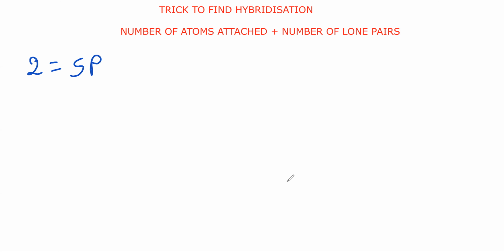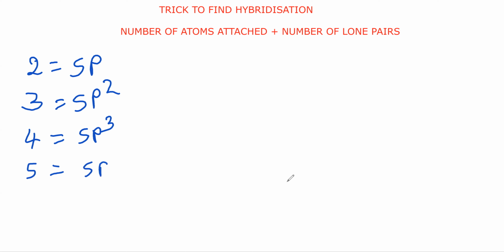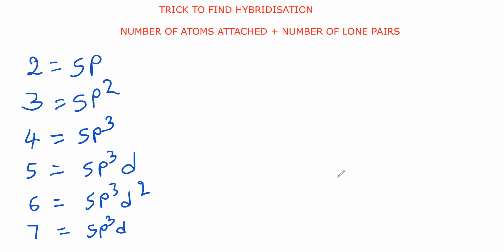According to VSEPR theory, we know all these basics. If it is 3, then sp2 hybridization. If it is 4, sp3. If it is 5, sp3d. 6 means sp3d2. 7 means sp3d3. Okay, just remember this.